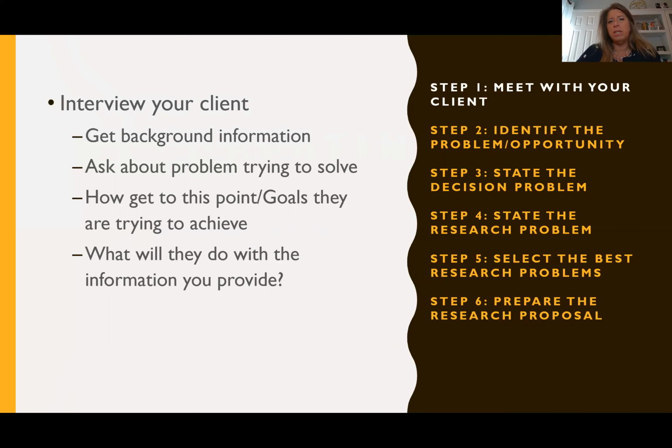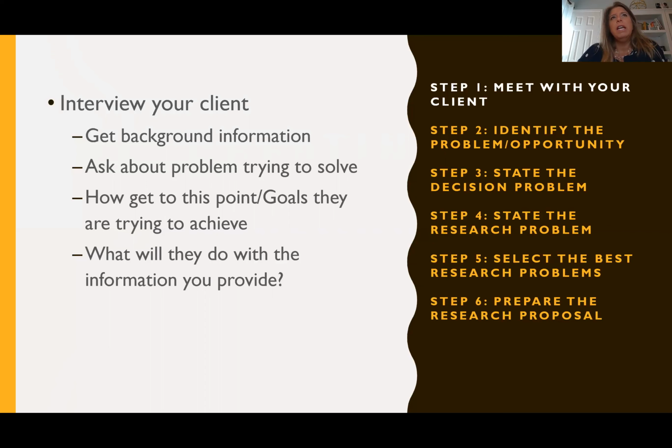but you're meeting with someone who is a client, and this client has a decision problem, which means they have a problem that they're trying to solve, but they don't have enough information. So you want to go in and have an interview with this client. And the whole point of this interview is to get background information, to figure out exactly what problem they're trying to solve.